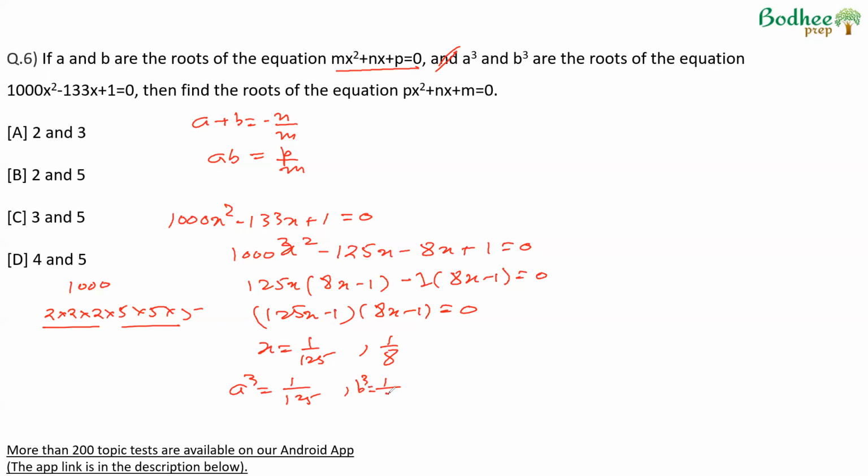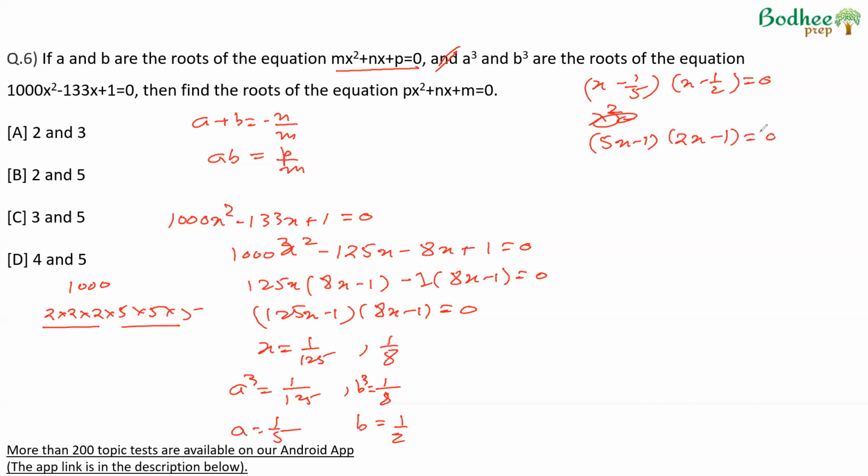Beta cube, b cube is 1 by 8, because a cube and b cube are the roots of this equation, which means a is equal to 1 by 5 and, taking cube root, b is equal to 1 by 2. We have the two roots of this equation, so we can find the values of m, n and p. If I write the equation as x minus 1 by 5 into x minus 1 by 2 is equal to 0, we can multiply by 5 and 2 to get 5x minus 1 into 2x minus 1 is equal to 0.